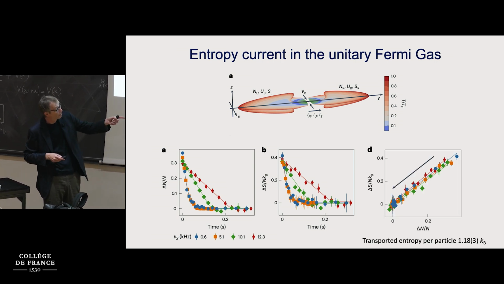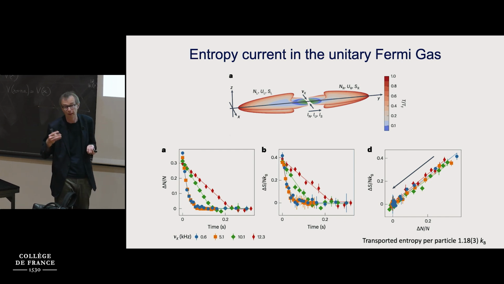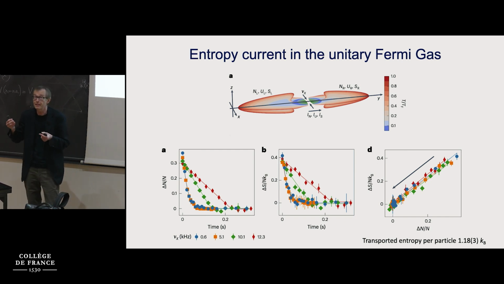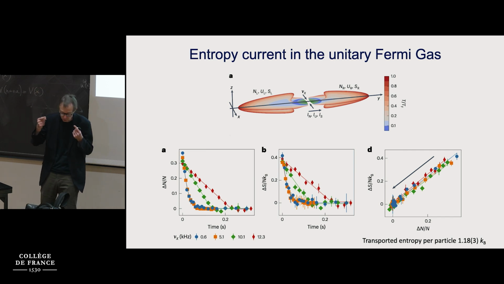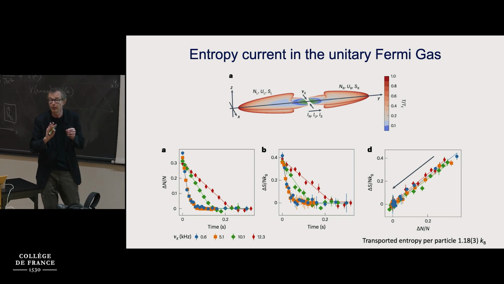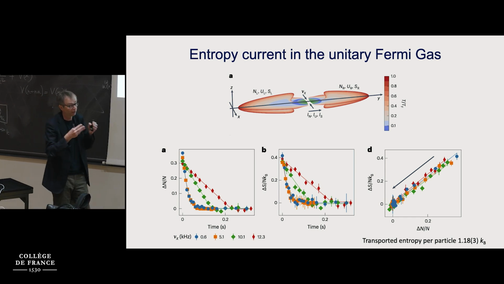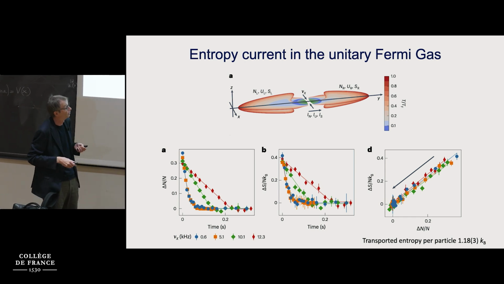And the entropy transport per particle was around 1 kB. So this means, in a way, that if you go close to superfluid, you can actually accelerate your entropy transport, which, thinking of thermoelectric devices, could be very interesting, also for technical reasons.